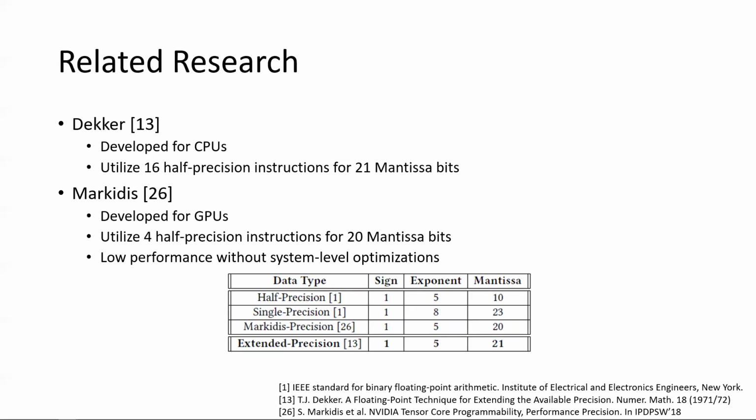In this table, we summarize four different data types: the half precision, single precision, MACDIS precision, and extended precision. The main difference is on the metadata bit. Note that the single precision has 23 metadata bits and half precision has 10 metadata bits. In this work, we achieve the extended precision with 21 metadata bits.